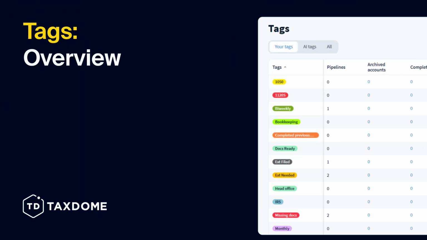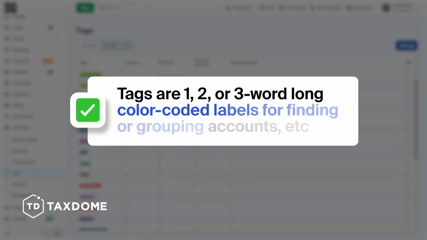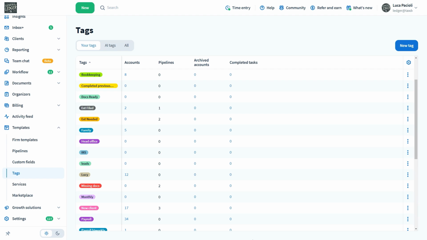In this overview, we will go over tags in TaxDome. Tags are 1, 2, or 3-word long color-coded labels for finding or grouping your client accounts, contacts, time entries, and tasks. The TaxDome tagging system helps you organize your workflow.